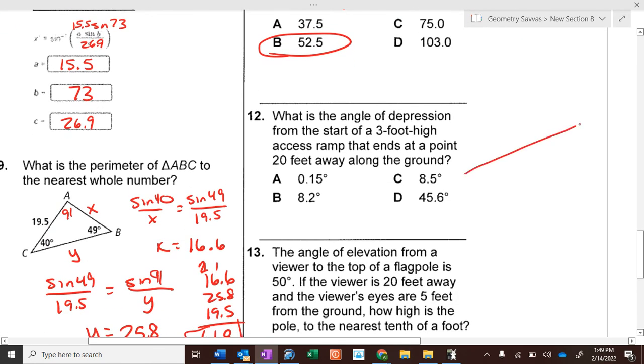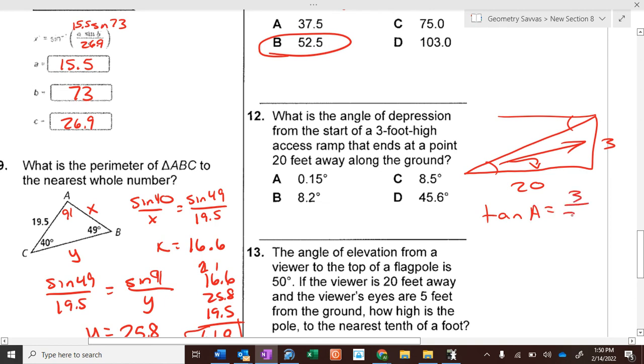Okay, angle of depression. From the ramp down, this angle here is the same as this angle here. 3 feet high, 20 feet away. Opposite and adjacent is what trig function? So the tangent of this angle is opposite over adjacent. So we move the tangent to the other side. So A equals the inverse tangent of 3 over 20, which is a fairly small angle, like 8.5. Agree? Okay.